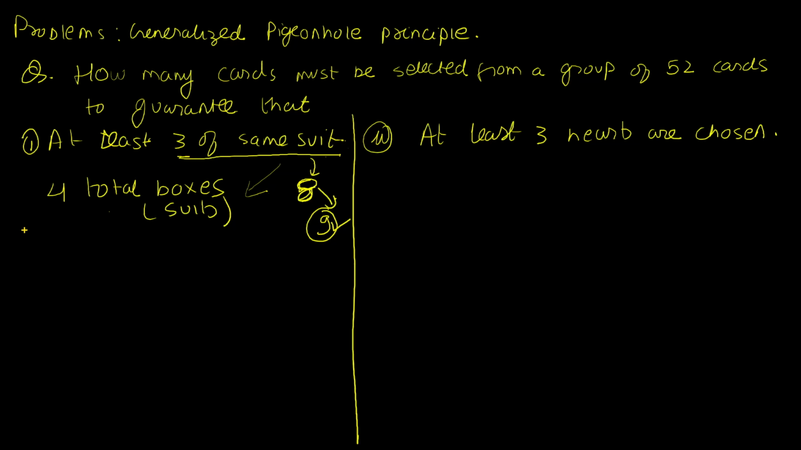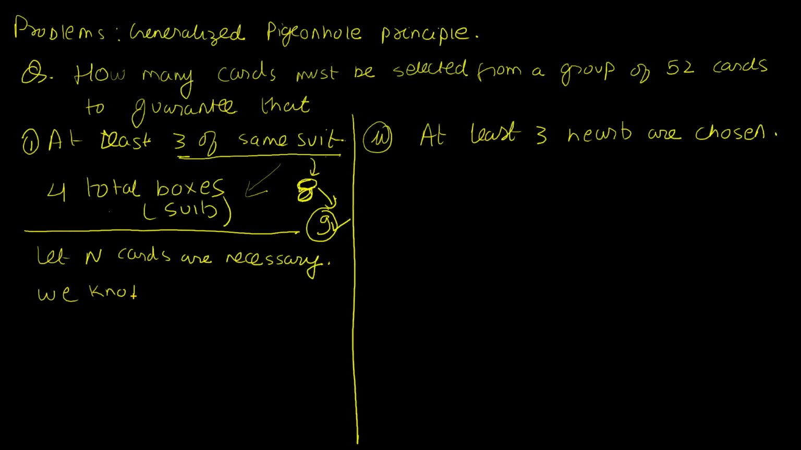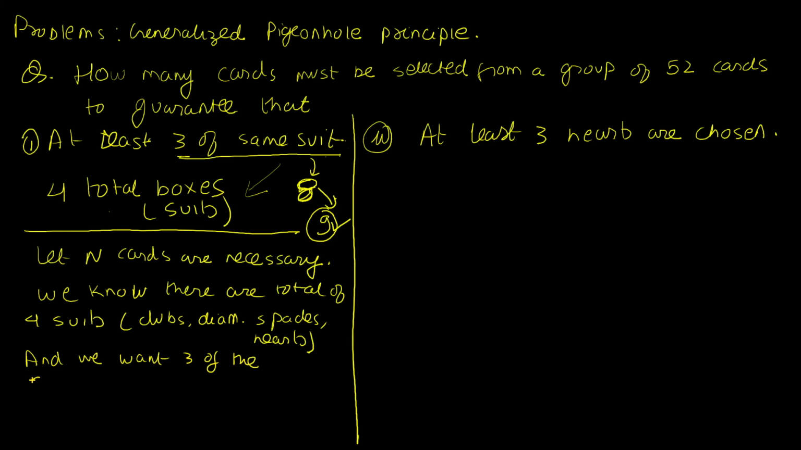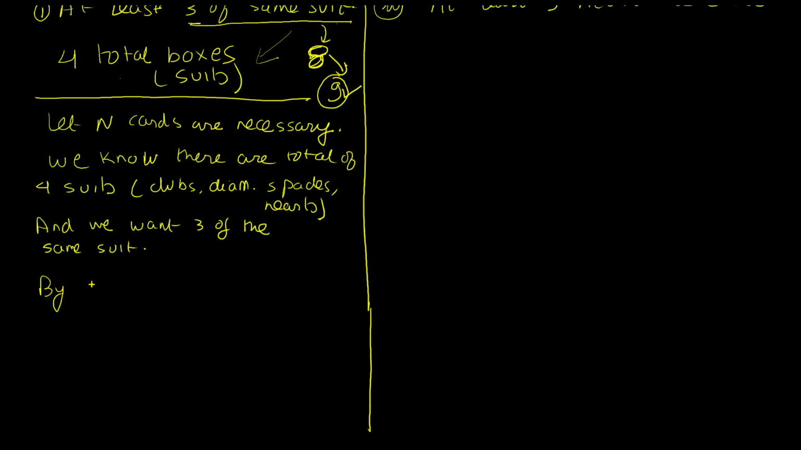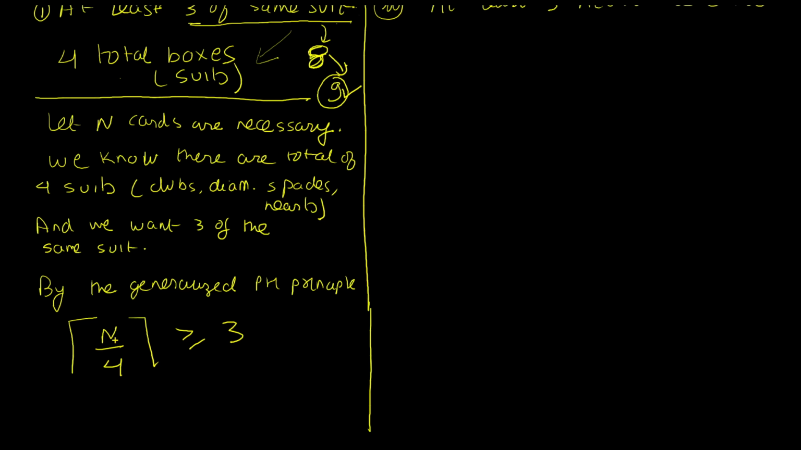But what is the formal way to answer this? So we say that let n cards be necessary. We know that there are a total of 4 suits, and we want 3 of the same suit. That means by my generalized pigeonhole principle, I can borrow the expression from earlier. The ceiling of n by 4 is going to be greater than or equal to 3. Okay, so n pigeons, 4 pigeonholes, and I'm going to guarantee at least 3 pigeons per pigeonhole. And from this point, we just proceed with our intuition. The smallest n to satisfy the value will be given by 4 times (3 minus 1) plus 1.